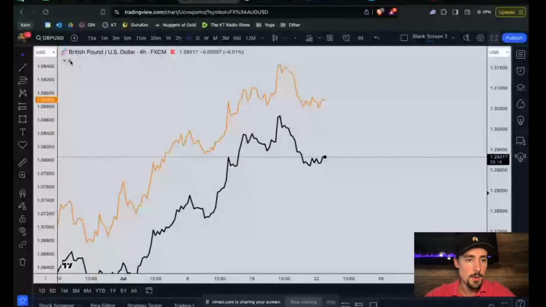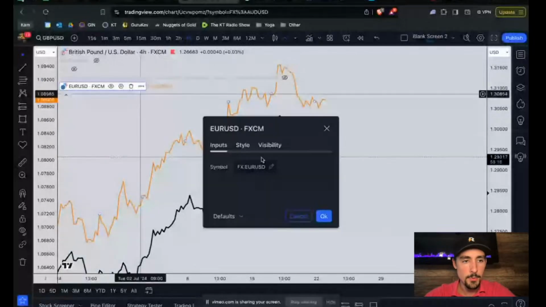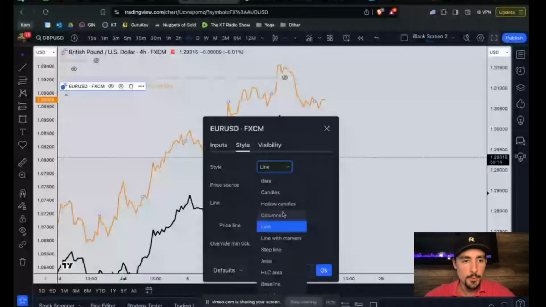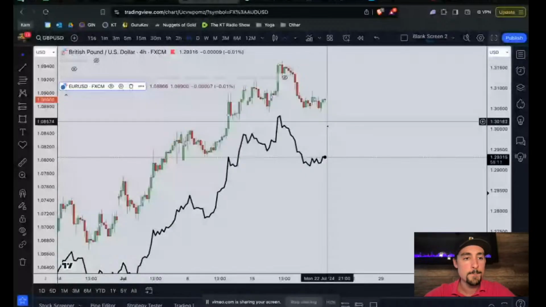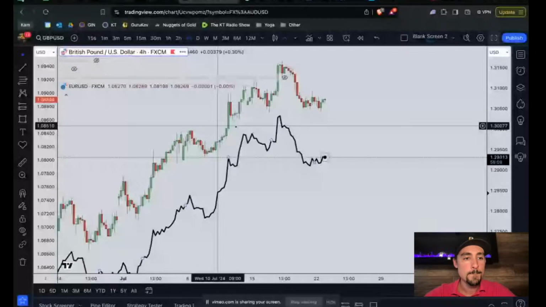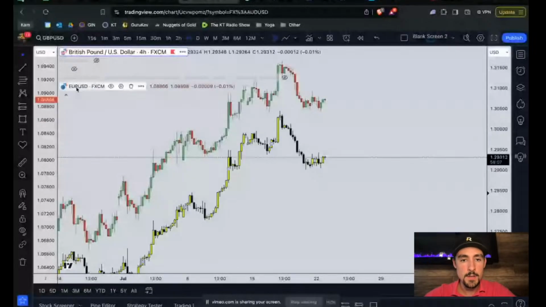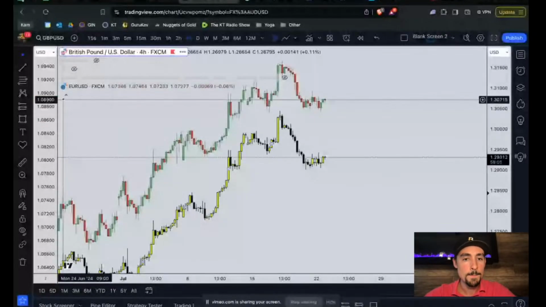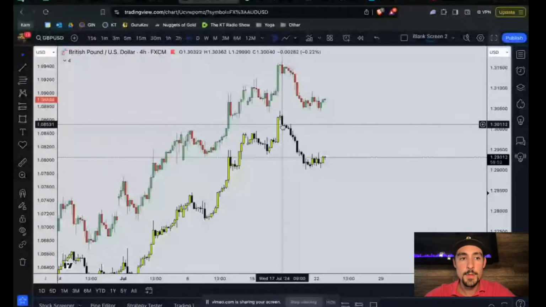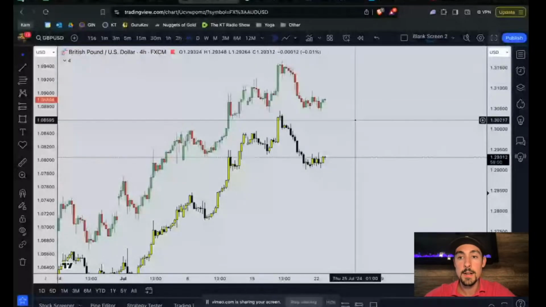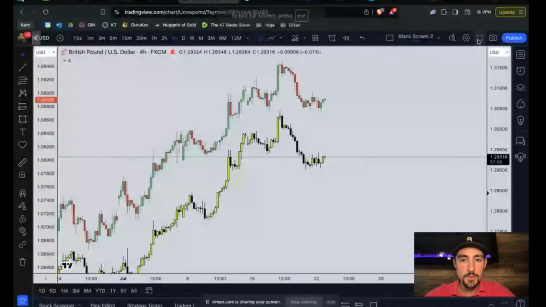So it might look a little bit complicated and kind of crazy, but sometimes it's nice for taking a look at the differences between the two. For example, right now, we have Euro USD in the red and green candles, and then we have GBP USD in the black and yellow candles. So take a look at this.